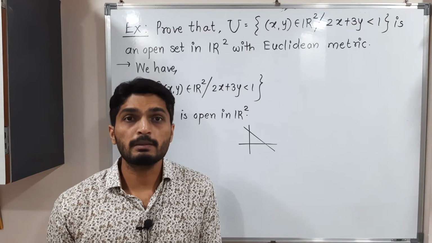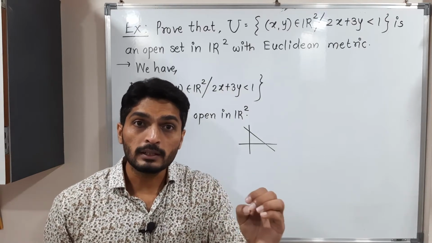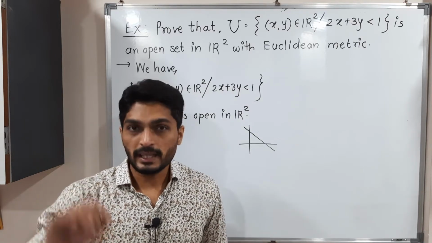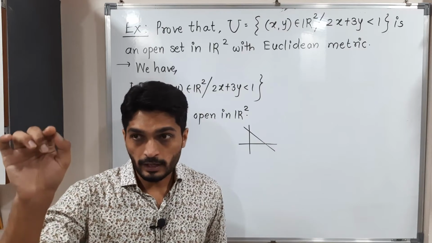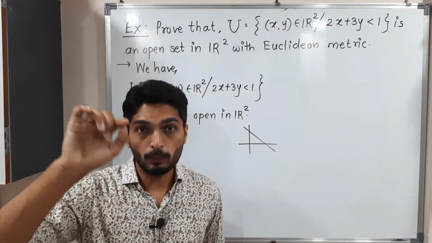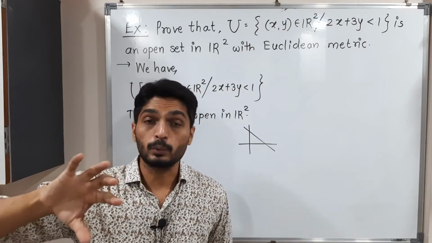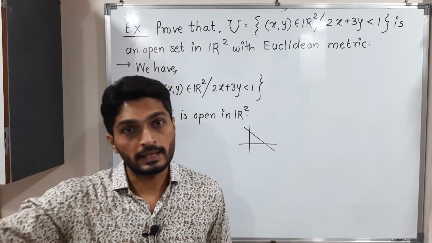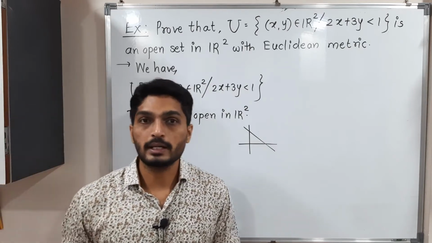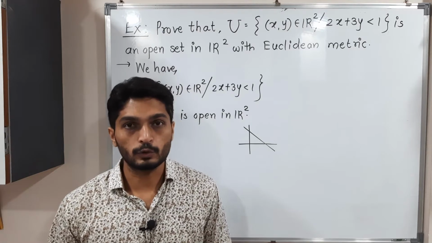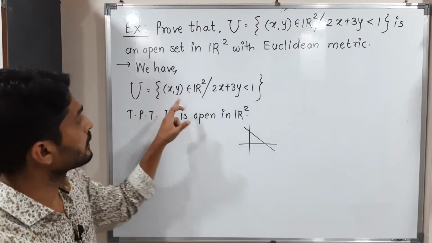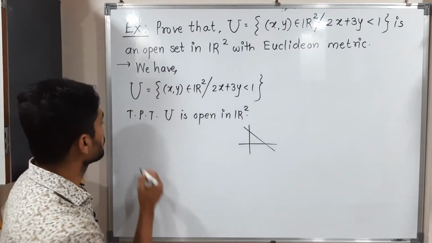Okay, what is our method? What is our method to prove a set is open? We take any arbitrary point. After that, we draw an open ball around it, and then we prove that the open ball entirely lies inside the set. In this way, we prove that the set is open. Let us start. Here also, I am going to take one arbitrary point.